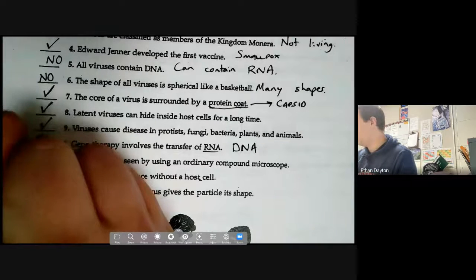Okay, so viruses are smaller than cells for number 11. Can we see them using a general compound microscope? No. You need an electron microscope. A virus can reproduce with the host? No. Number 12 is no as well. Can't reproduce without a host cell. And then finally, the capsid gives a virus its shape. Yes, it does. The protein coat is what gives it its shape.